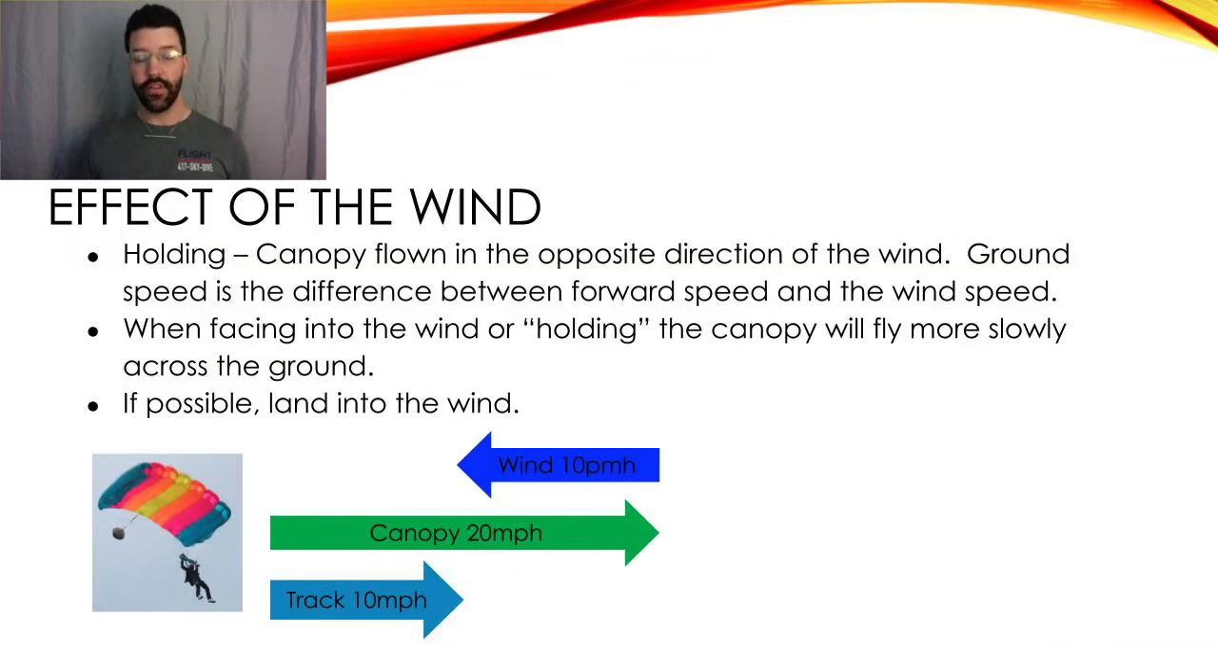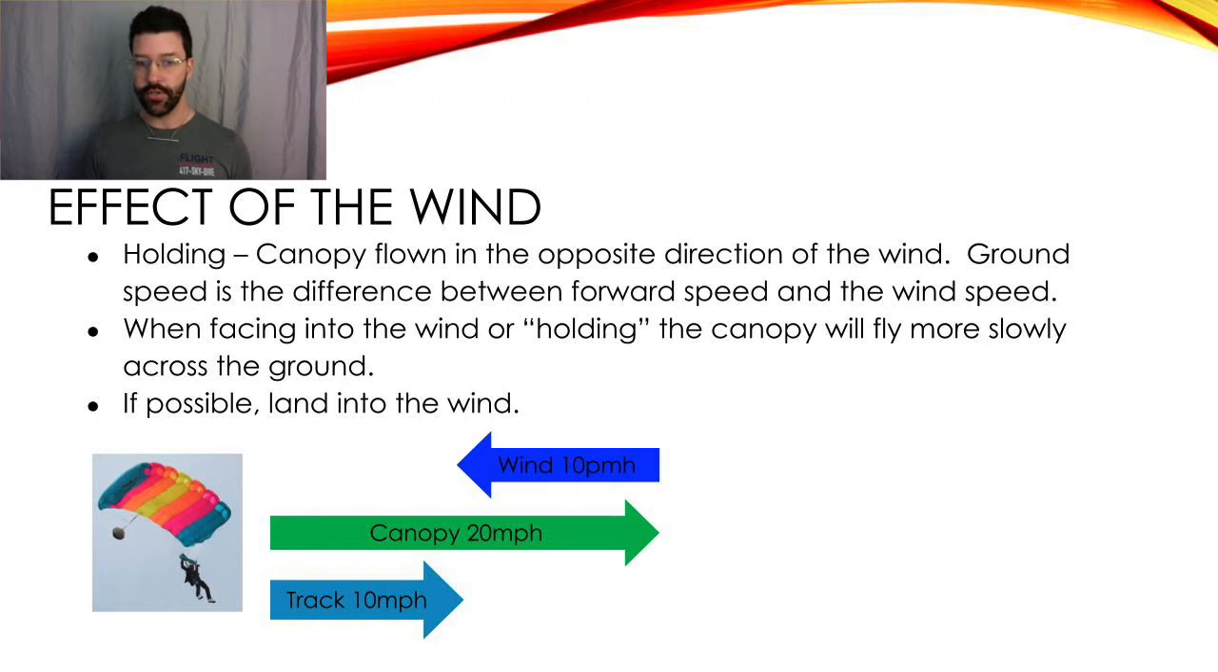So let's turn the parachute around and fly into the wind. Your canopy still has a forward speed of 20 miles an hour, but now that forward speed is being counteracted by the wind that's coming toward you, and you only have a forward ground speed of 10 miles an hour. This is why it's better to land your parachute flying into the wind.